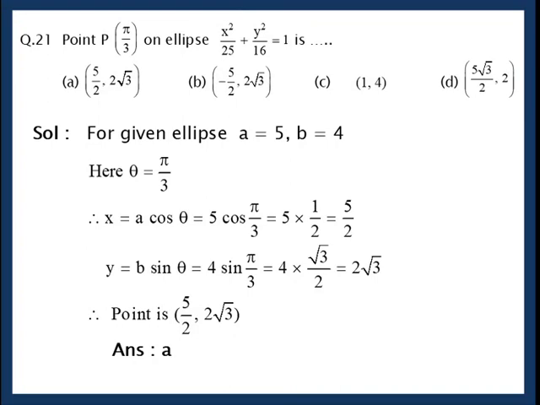Now what are the parametric equations of an ellipse? X equal to a cos theta, y equal to b sin theta. The point P, pi by 3 on the ellipse is? Simple. A is 5, b is 4. So theta is pi by 3, what is cos 60 degrees? Half. Sin 60 degrees, root 3 by 2. So the correct option is A, Ahmedabad.